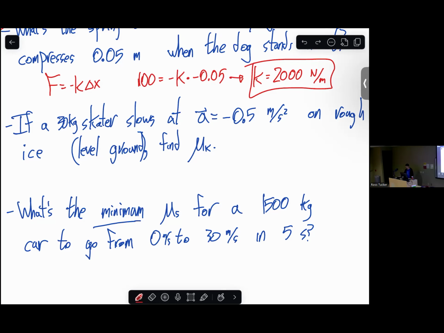Hint for the first part: no, I didn't tell you the normal force, but I do expect that you were able to find the normal force. Ditto for 2.